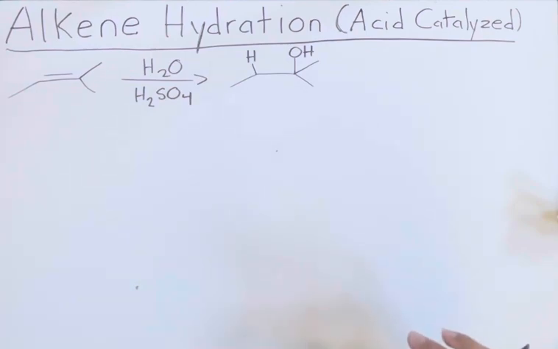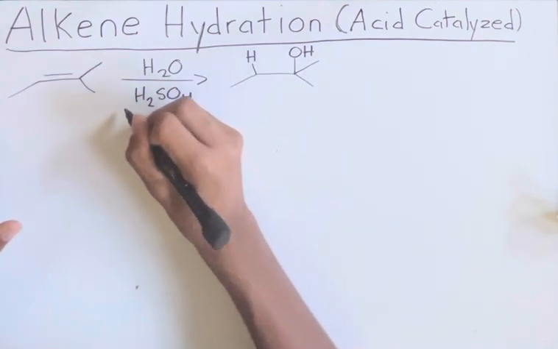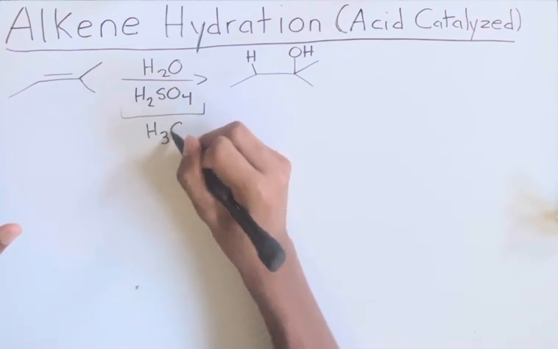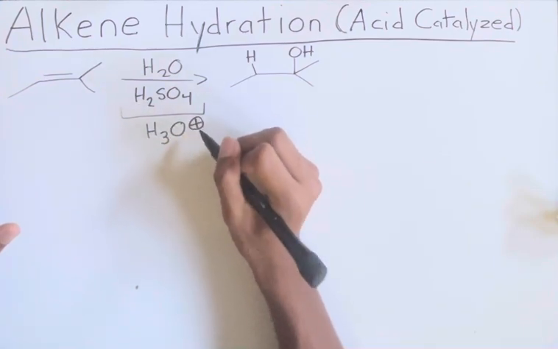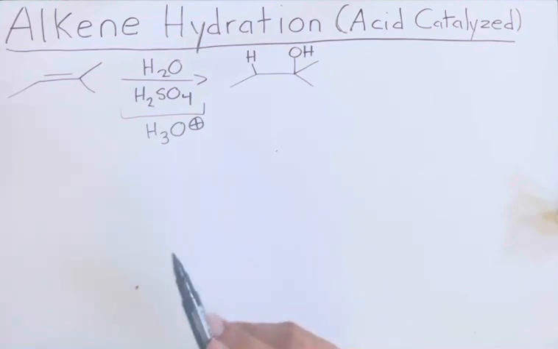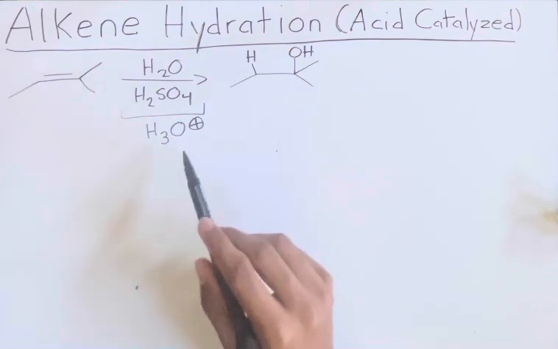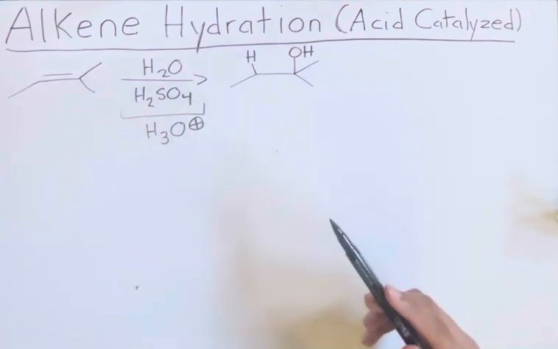Now, of course, another way to write this is to draw a hydronium ion. Because in a natural solution involving these two molecules, H2SO4 will protonate water, and that will get us hydronium ion, which is also an acid.